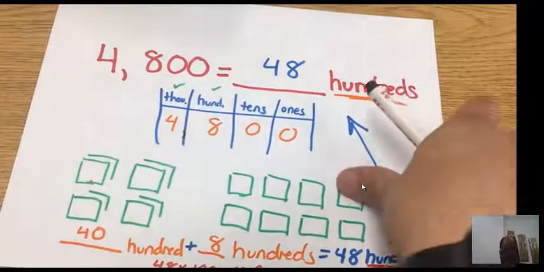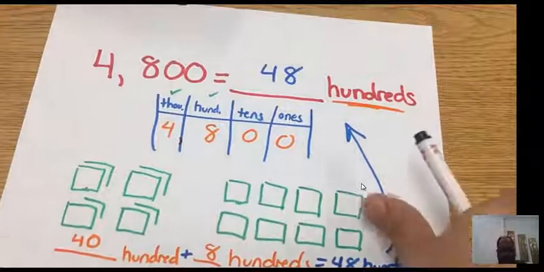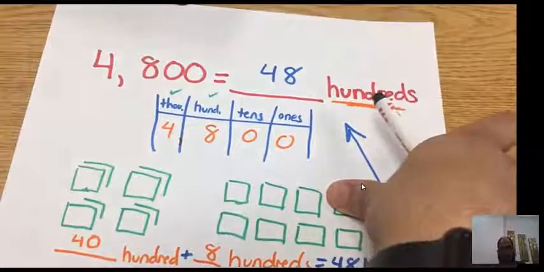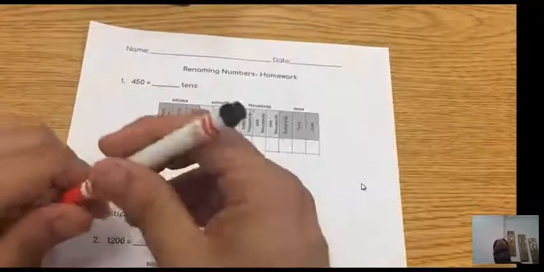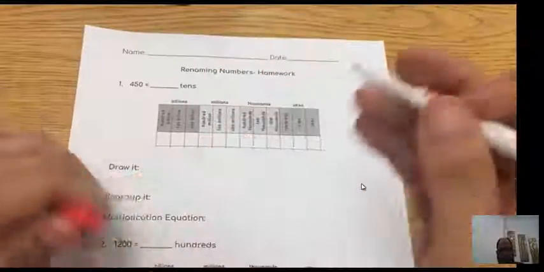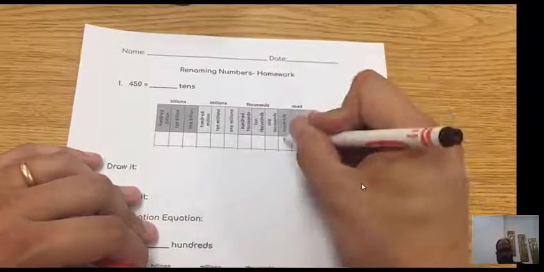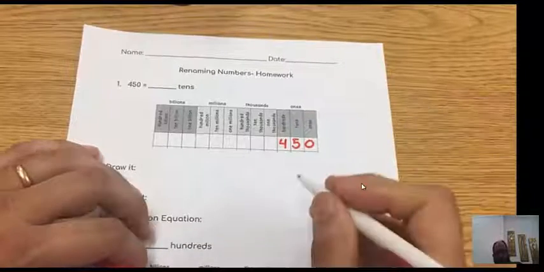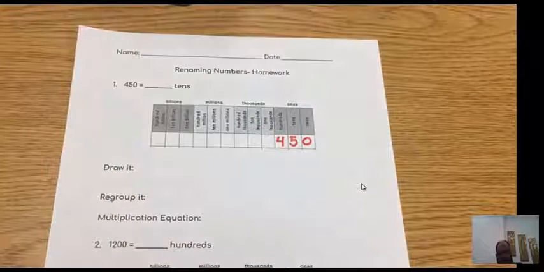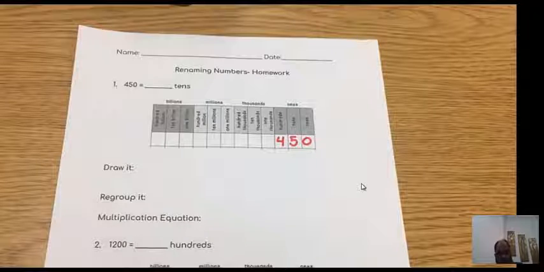I have a basic worksheet here that we will work on together with the same concept. Let's practice some of the questions. Renaming numbers: 450 equals how many tens? So I have to find out how many tens there are in 450. The first thing is I will put this into my place value chart. 450. As per my place value I can easily see I have 5 tens, which is the easy part.